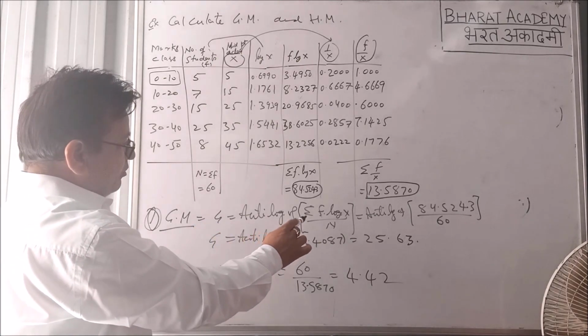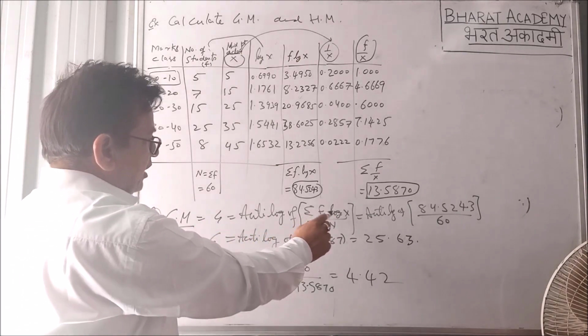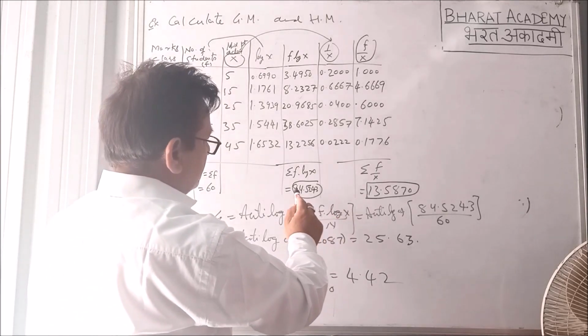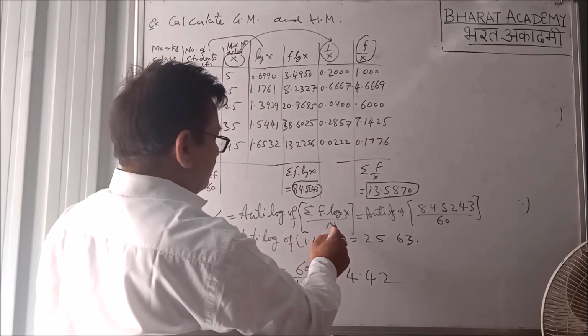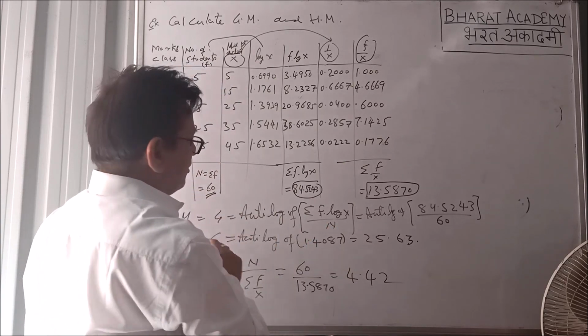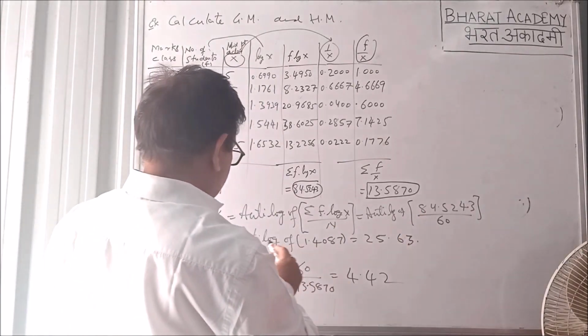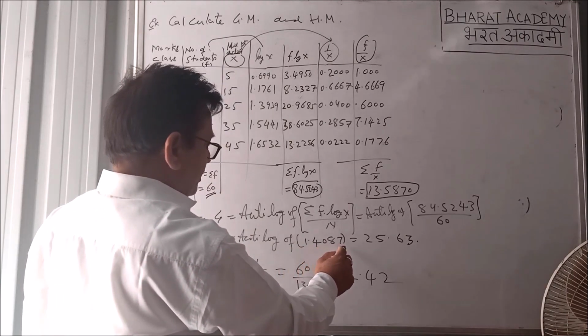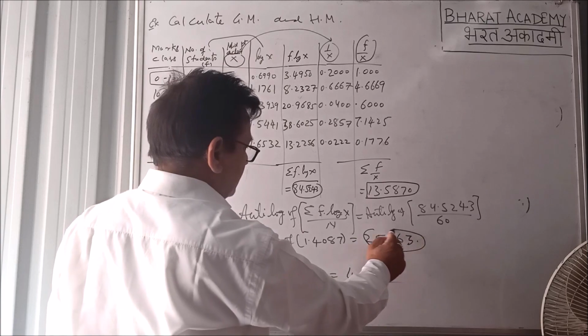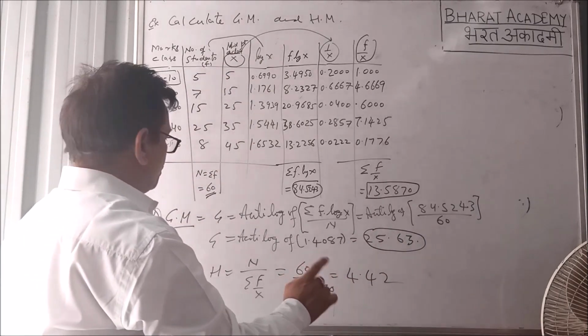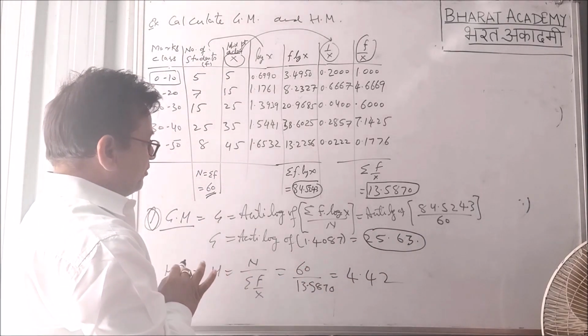Now we first calculate geometric mean represented by this g. This is antilog of summation f log x upon n. Summation f log x, this is 84.5243, and n is 60. N means total frequency. So this is antilog of 1.4087. Antilog of 1.4087 is 25.63, which is your geometric mean, जो कि आप लोगों का ज्योमेट्रिक मीन की वैल्यू होगी.